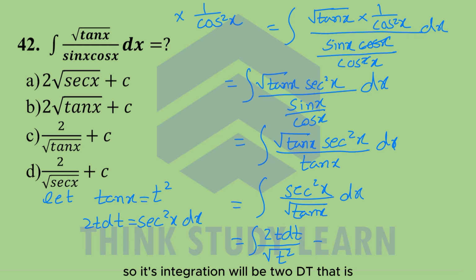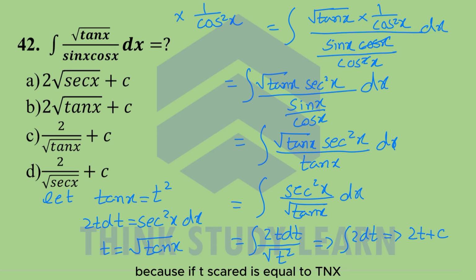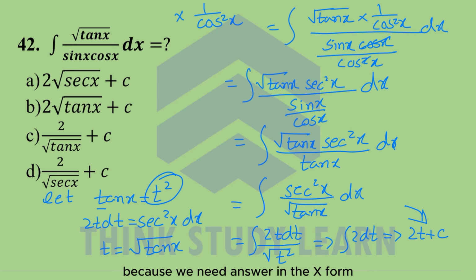So its integration will be 2 dt, that is 2t plus c. We have taken t as square root tan x, because if t square is equal to tan x, then t will be square root tan x. Because we need the answer in the x form, the answer will become 2 square root tan x plus c. B option is the right answer.